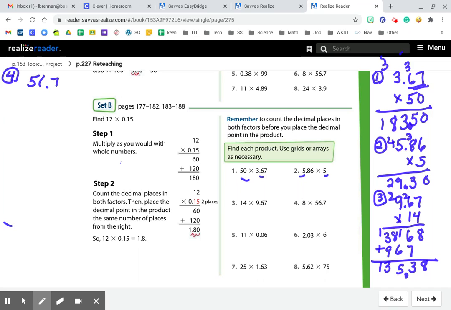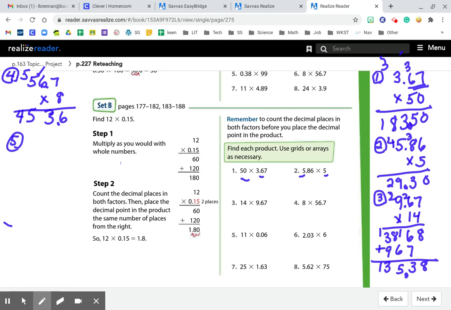56.7 times 8. 8 times 7 is 56. 8 times 6 is 48 plus 5. And 8 times 5 is 40 plus 5 is 45. So let's see. I have 1 digit in decimal place value in the problem. I'm going to have 1 in the answer.